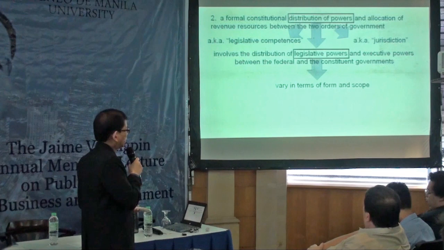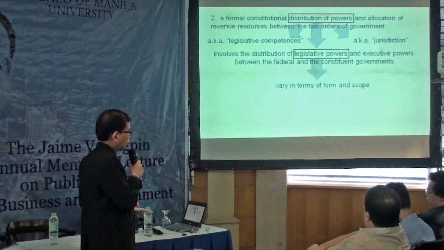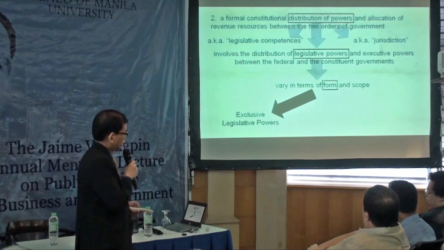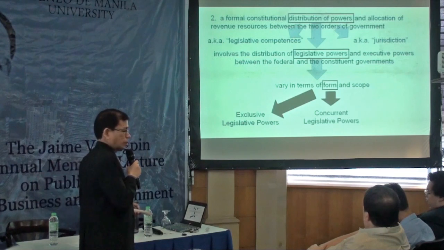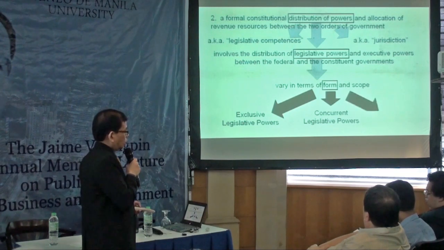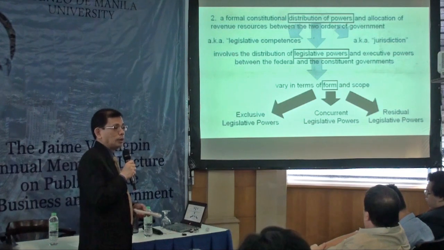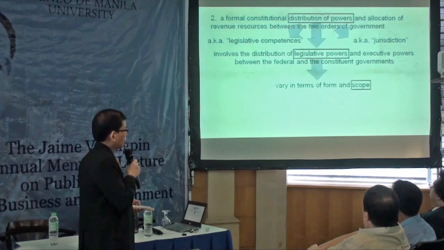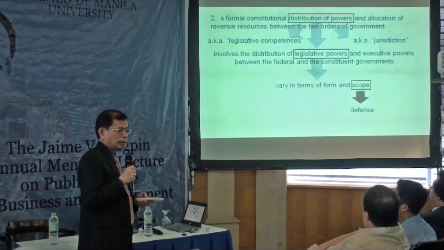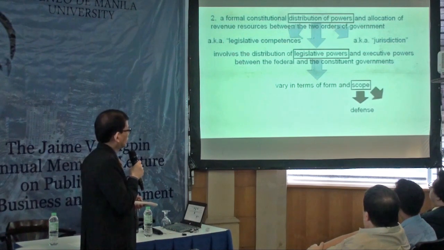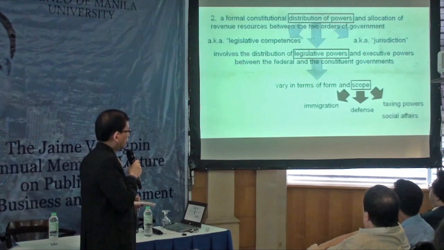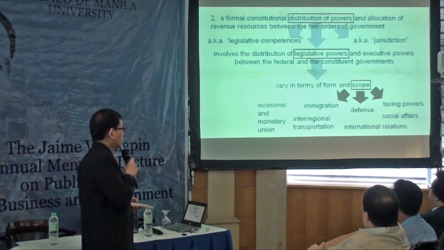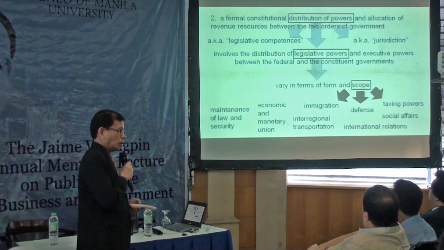Okay? By legislative powers, they could vary in terms of form and scope. By form, this would be exclusive legislative powers, or concurrent legislative powers, or residual legislative powers. We're going to define each of them later. By scope, let me go first to scope. By scope, okay, this would be basically your policy areas. Defense, taxing powers, immigration, social affairs, international affairs, interregional transportation, economic and monetary union, maintenance of law, and security.